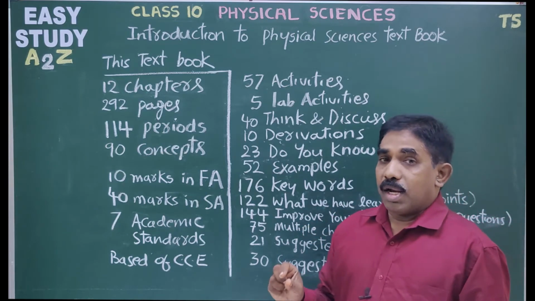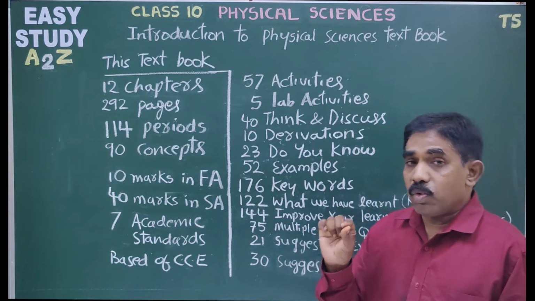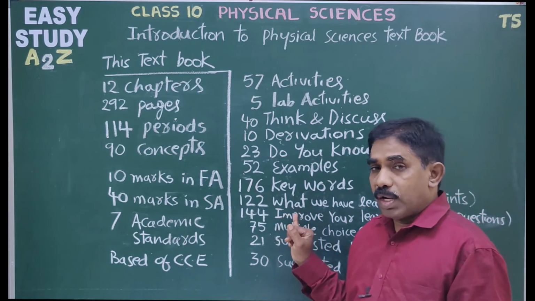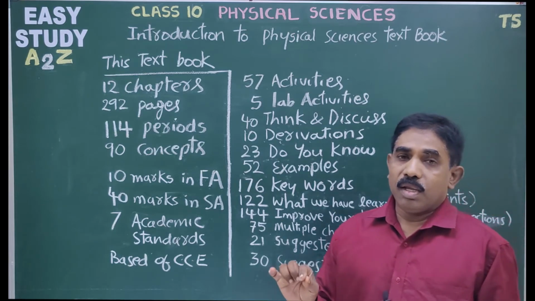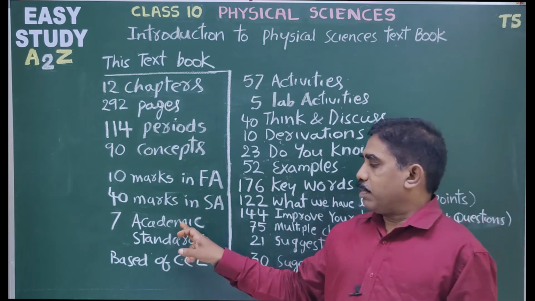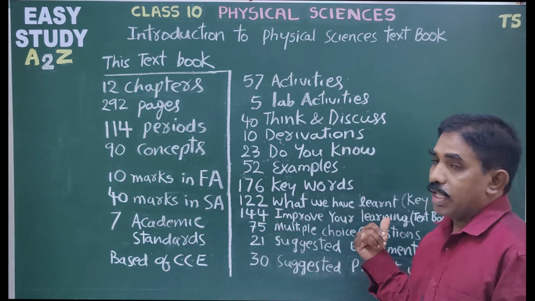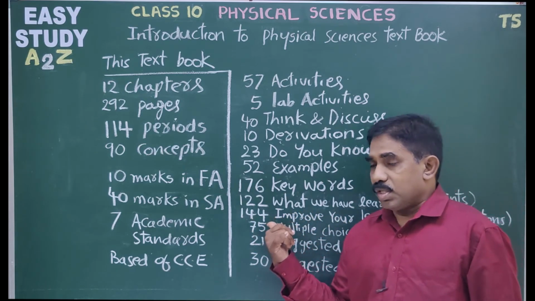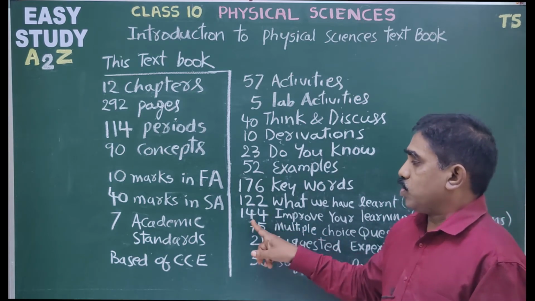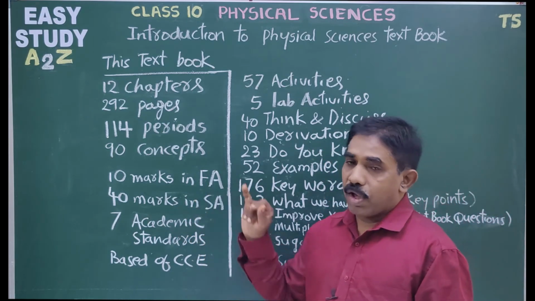Apart from this, at the end of the chapter, we have textbook questions. The textbook questions are titled Improve Your Learning. So improve your learning questions are nothing but textbook questions. These textbook questions are based on academic standards. Now we have nearly 144 textbook questions. These 144 questions are very important. Once you master these questions, they will be useful to gain marks in summative assessment as well as in formative assessments.